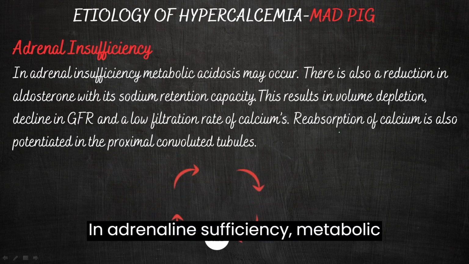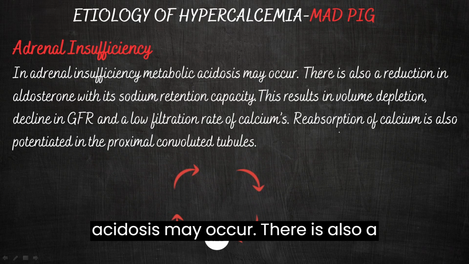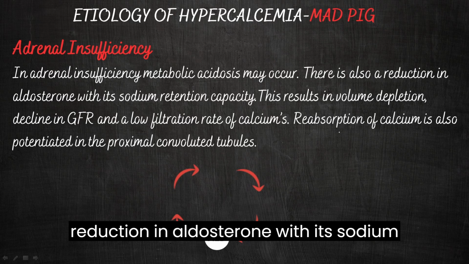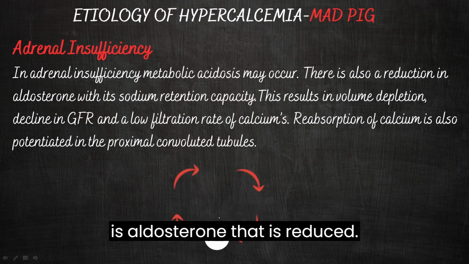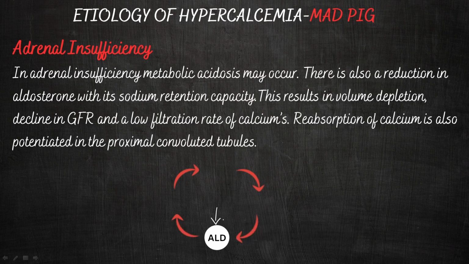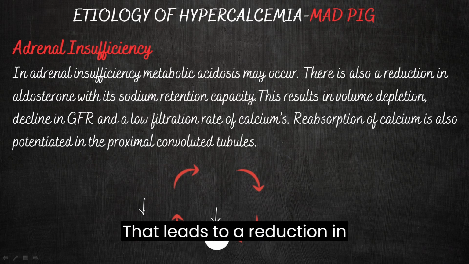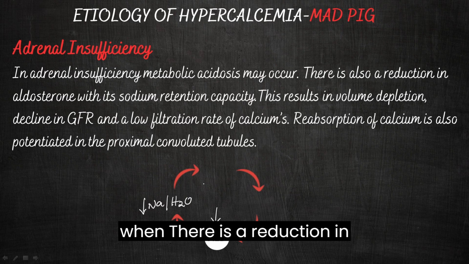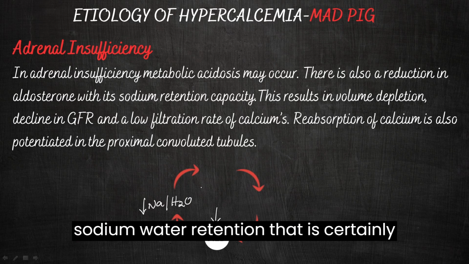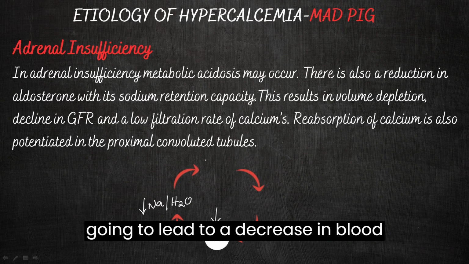In adrenal insufficiency, metabolic acidosis may occur. There is also a reduction in aldosterone with its sodium retention capacity. So what I have here is aldosterone that is reduced. That leads to a reduction in sodium water retention. So when there is a reduction in sodium water retention, that is certainly going to lead to a decrease in blood volume.